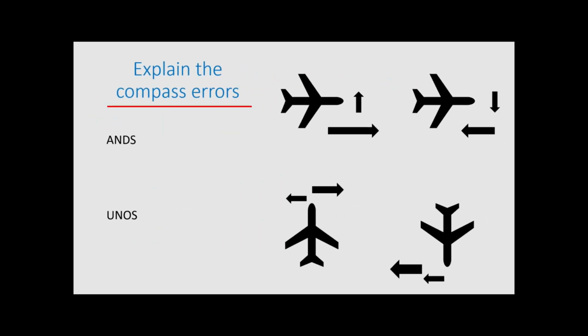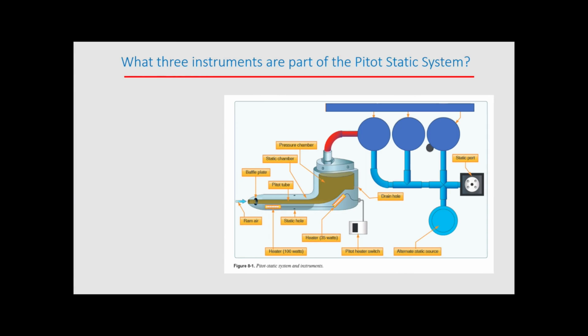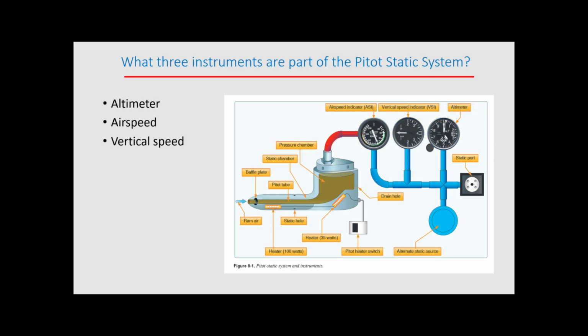All right, quick, explain the compass errors. We use ANDS and UNOS. Accelerate north, decelerate south, and UNOS, undershoot north and overshoot south. What three instruments are part of the pitot-static system? The altimeter, airspeed indicator, and vertical speed indicator.